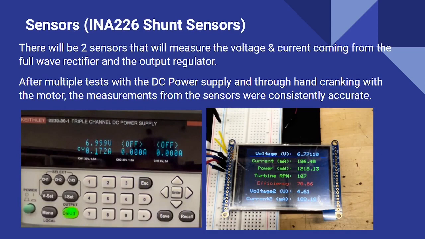The rain energy harvester will have two sensors measuring the input voltage and current and the output voltage and current going to the USB outlet. Through multiple tests with constant power supply and with hand cranked input, we found these sensors to be accurate regardless of the consistency of the input.